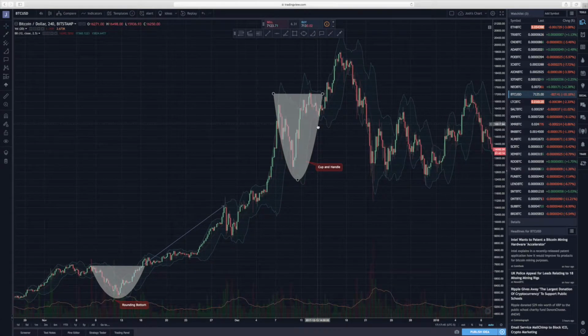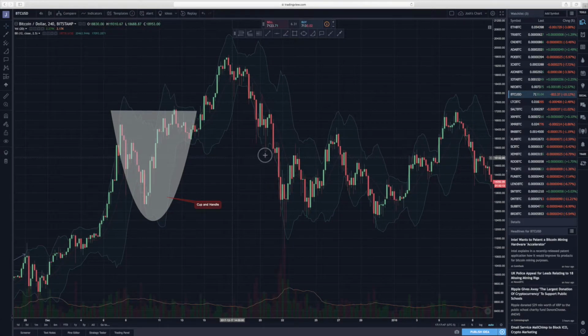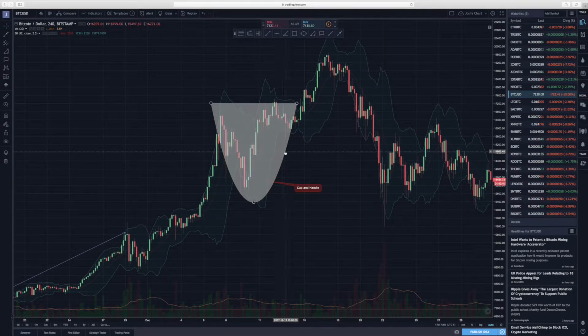And then we have another, last but not least, this cup and handle. So as you can see here, this is pretty self-explanatory. The price comes in, hits a resistance right around here. It does the rounding bottom formation, and it hits another resistance right about here. You can kind of look at that as around the same resistance, but it bounces, gives it the handle part of the formation, and then of course follows through with the continuation.